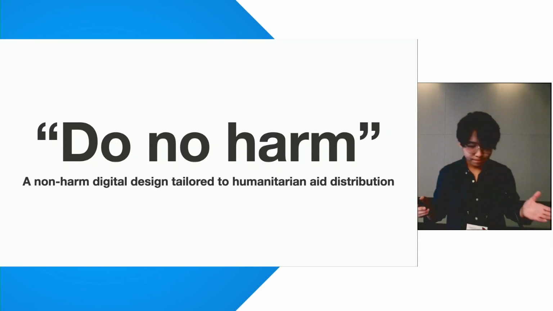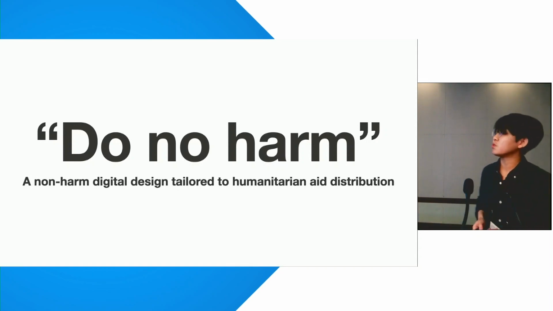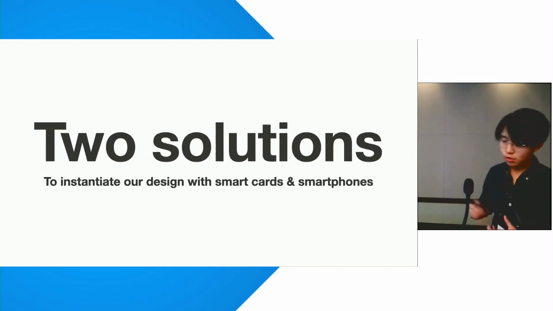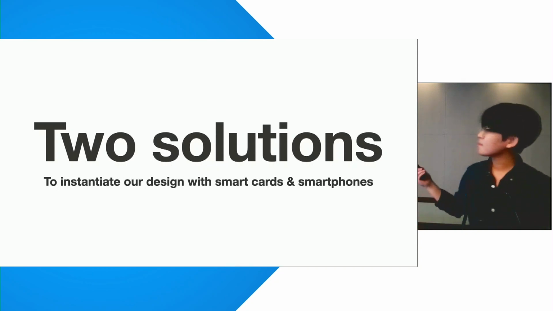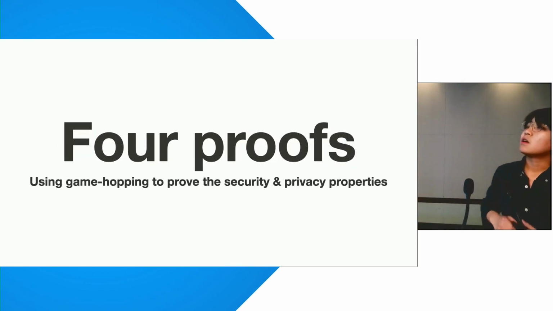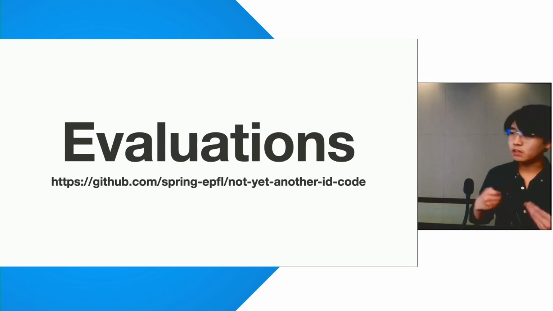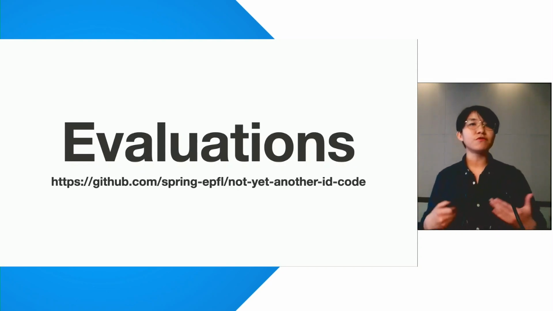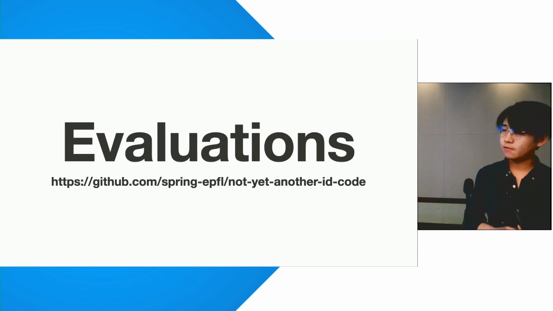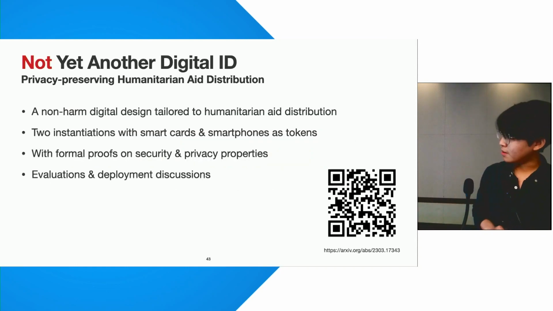So to conclude, in this 2-year collaboration with the ICRC, we designed a digital aid distribution system that is tailored to this humanitarian context, and we also follow the principle of do no harm. We provide 2 instantiations of our design using smart cards and smartphones. We also provide formal proofs on the security and privacy properties of our design. We also do evaluations on our 2 solutions to prove that they are scalable to even hundreds of thousands of households. With that, I conclude my talk.